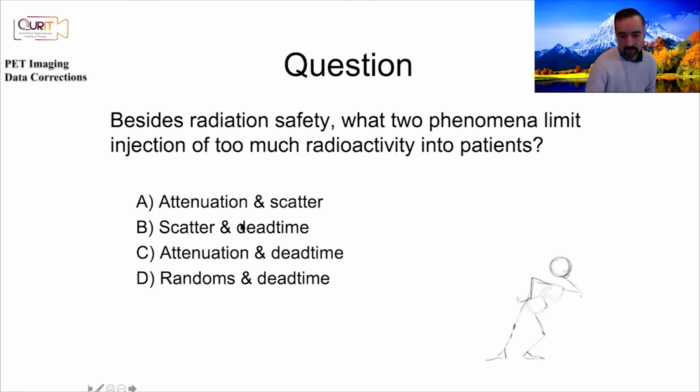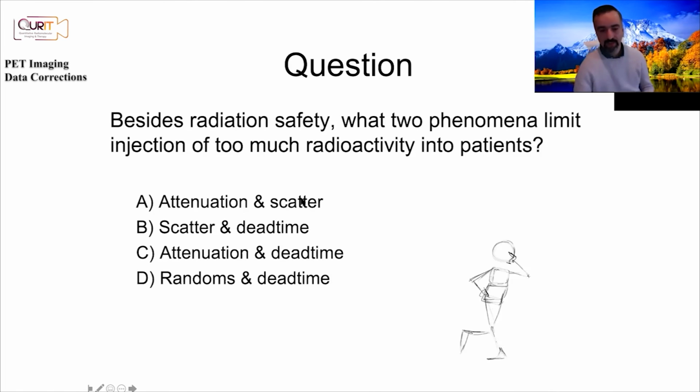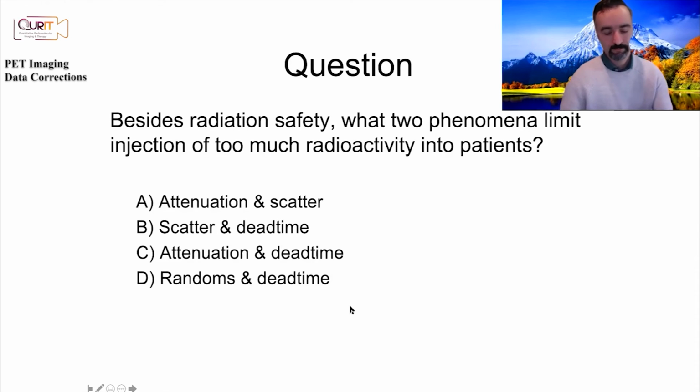And it's good to remember that the phenomena of attenuation and scatter are linear. Basically, they're like fractions; they do not increase. If you double the injected radioactivity to the patient, the attenuation percentage doesn't change. So besides radiation safety, both randoms and dead time are significant factors, as these are not linear. The fractions would be constant for attenuation and scatter. Of course, they would change from patient to patient, but if you double the radioactivity, attenuation does not double. Scatter does not double. Percentage-wise, it remains the same.